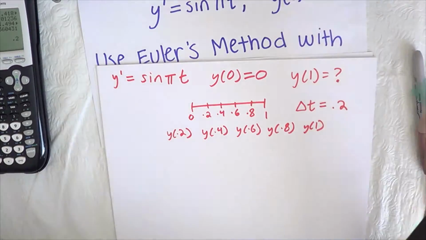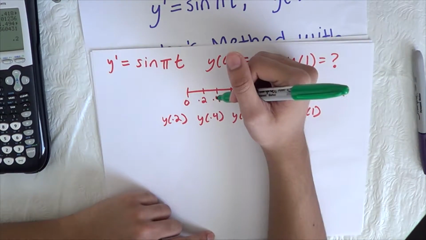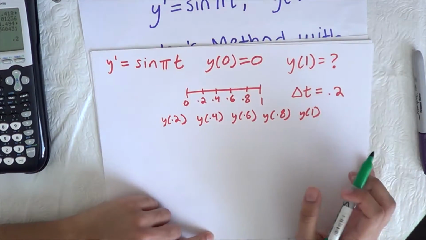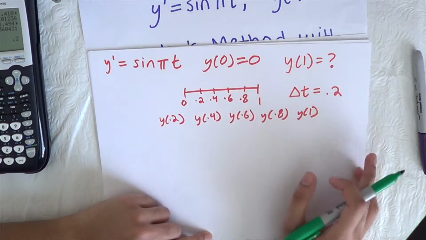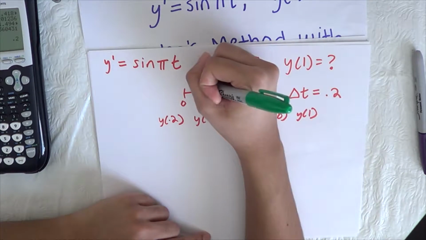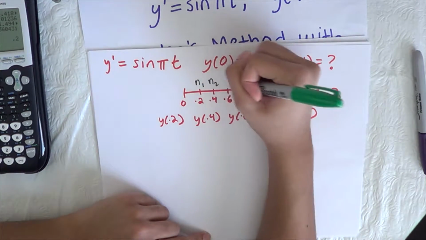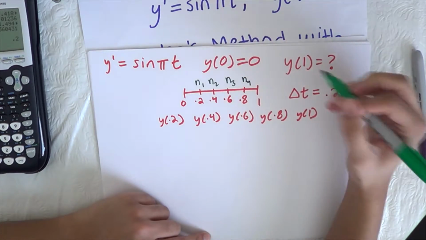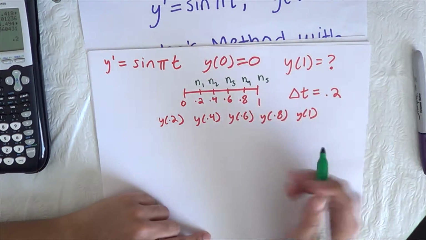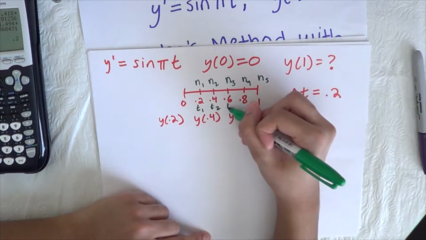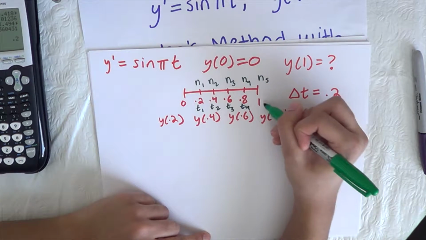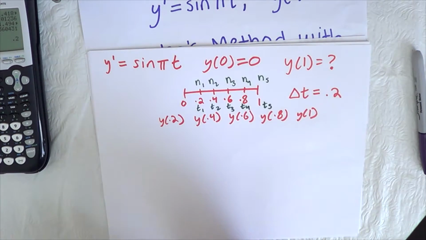Actually, one more thing to point out. Like I said in my last video, if you haven't seen it, I'm just going to go over this really quickly. These intervals are represented by n. So this would be n1, n2, n3, n4, and n5. And respectively, this t value would be t1, t2, t3, t4, and t5, just to make things a little more clear. Okay, so now let's do the math.